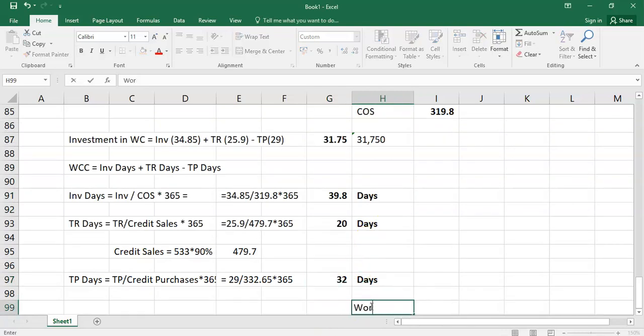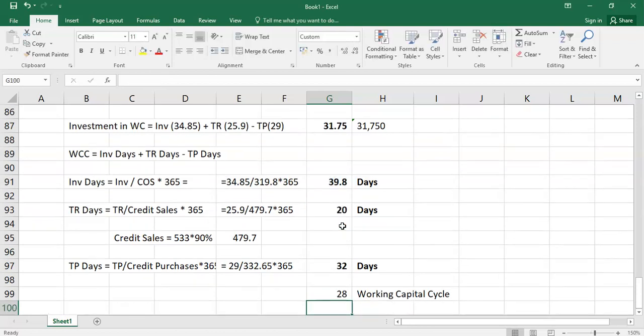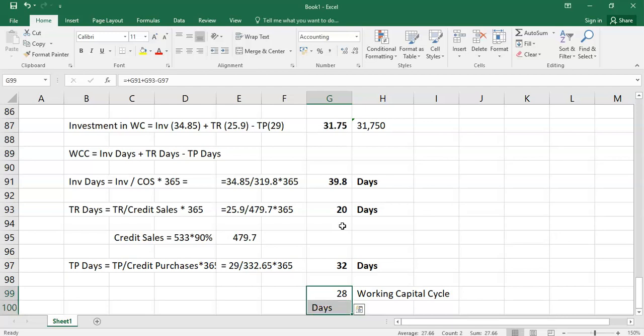So your working capital cycle, or if you wanted to call it the cash conversion cycle, it's 40 days to sell it, 20 days to get paid. So you're waiting 60 days in total, but you get 32 days grace from your suppliers. So that means your working capital cycle is around 28 days. That is how long it takes you from when you get paid from your customers between when you pay your suppliers. So you have to wait about 27.7 days or 28 days if you want. That's your working capital or your cash conversion cycle.